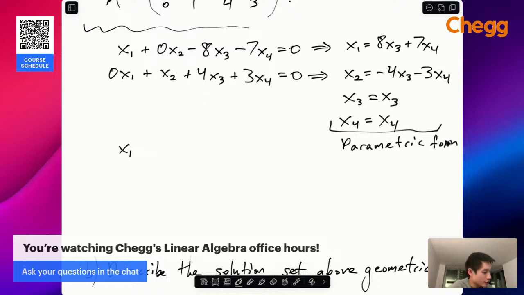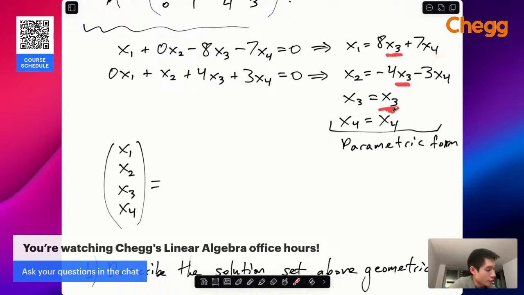But usually it actually gives more information to write this exact thing in vector form. So here I have x1, x2, x3, x4 is equal to, and then I can look at the variables I have here. So the first one is x3. I'm going to look everywhere it appears and write the coefficients.